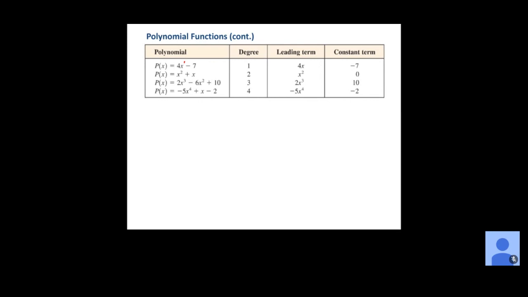Okay, and so we're going to call that a negative 7. Always keep signs with their values, right? So in this case, that minus 7 becomes a negative 7 if we're talking about the constant term.